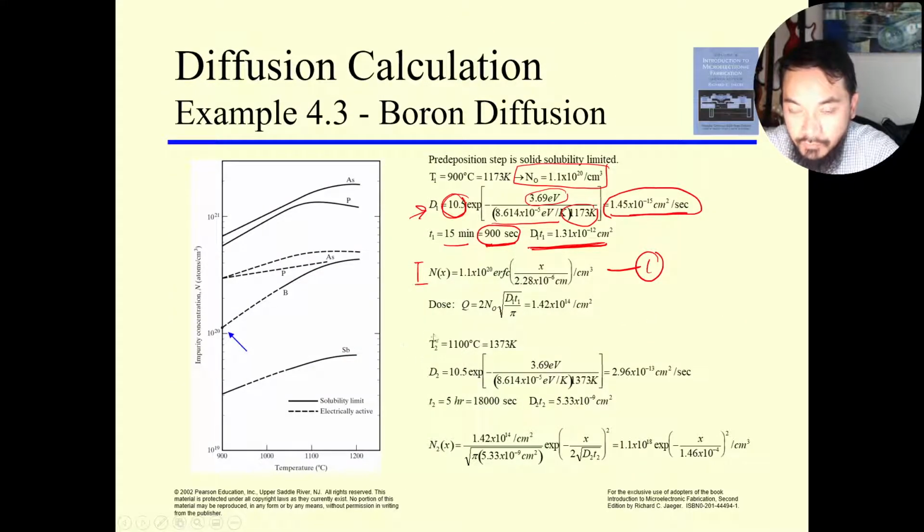Then we do the second drive-in, changing the temperature, and do the same thing. Find the diffusion coefficient and plug it into this equation for the Gaussian distribution of limited source diffusion. So this is your n naught for number 2, n naught 2. How do we get this? This is from here.